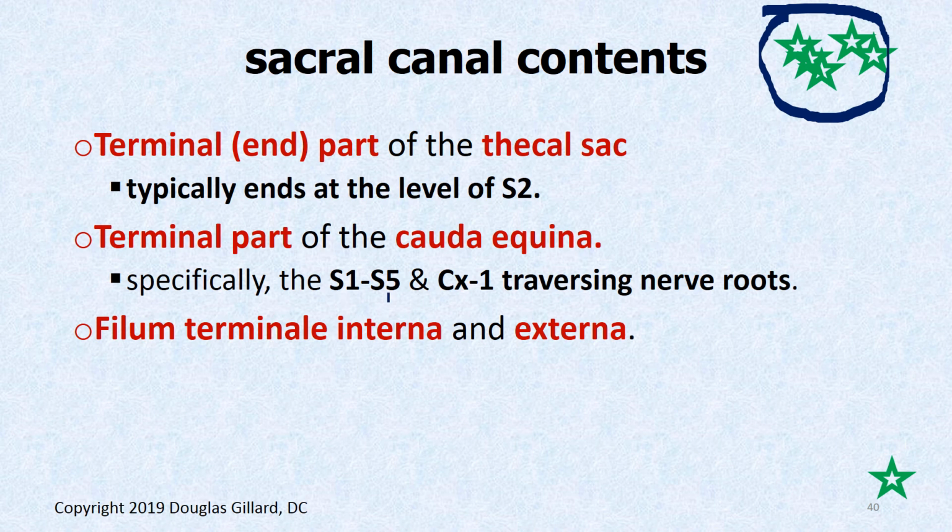The S1 through S5 part of the cauda equina, those roots that are hanging, are called traversing nerve roots. When they go out the intervertebral foramen, they're called exiting nerve roots. And we have the single Co1 hanging in there as well. And finally, the filum terminale interna and externa are also members of the sacral canal.